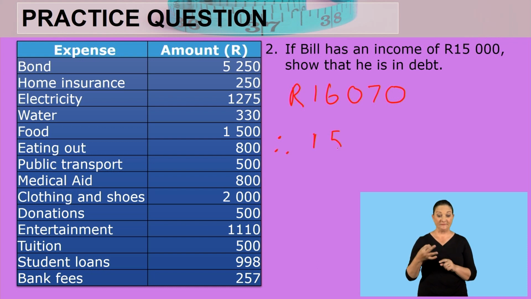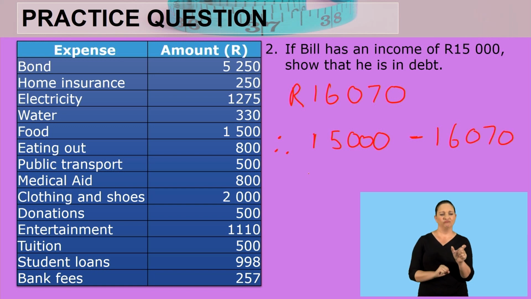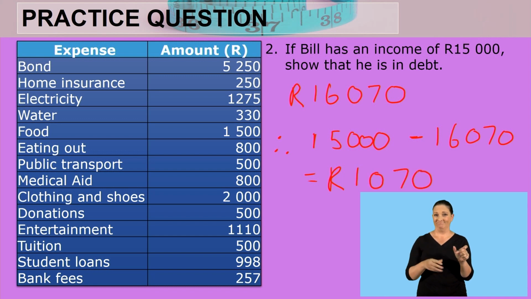So, income, 15,000 Rand, less expenses, writing the word, and in this case, expenses are 16,070 Rand. Here we get 1,070 Rand. In this case, the amount you see would have a minus sign. And that minus sign says that he is in debt because he's in a deficit. That's the situation here. Problematic situation for him. Let's go to the next slide.